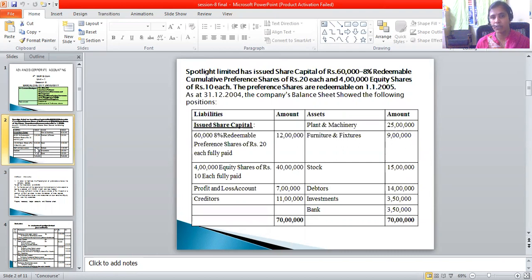So you have the issued share capital to be 60,000 8% redeemable preference shares. So it is fully paid up. This is very important. If you are redeeming the preference shares, you will have to take care that if it is partly paid up, you'll have to call up the amount which is uncalled. So you have 4 lakh equity shares of rupees 10 each, profit and loss account and the creditors on the liabilities side. Coming to the asset side, you have plant and machinery, furniture, fixtures, stock, debentures, debtors, then the investments and the bank. So cash at bank, okay.